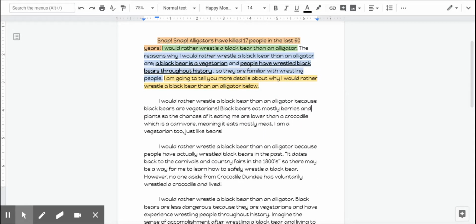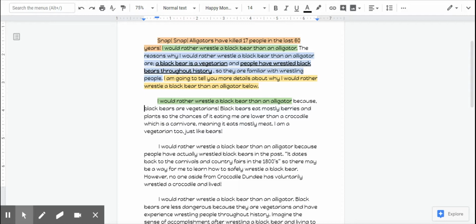I would rather wrestle a black bear than an alligator because, do you see how I'm restating my claim? This green sentence here is actually word for word the exact same sentence as this. You see that? I would rather wrestle a black bear than an alligator. And all I'm adding in is because. And now I'm going to talk all about my first reason. And what's my first reason again? That's right. A black bear is a vegetarian.